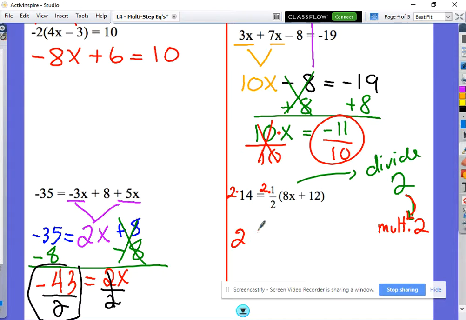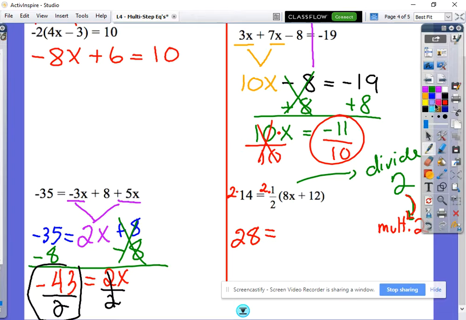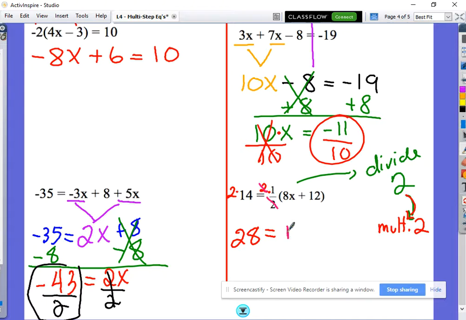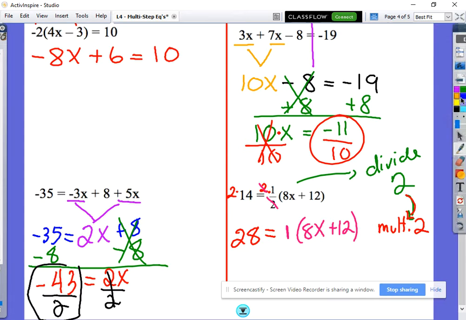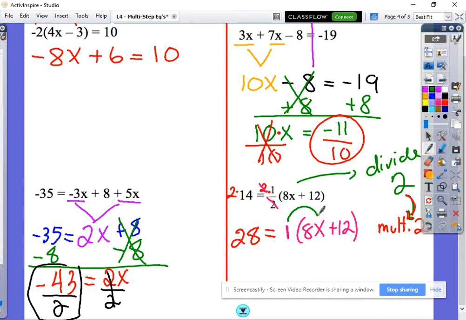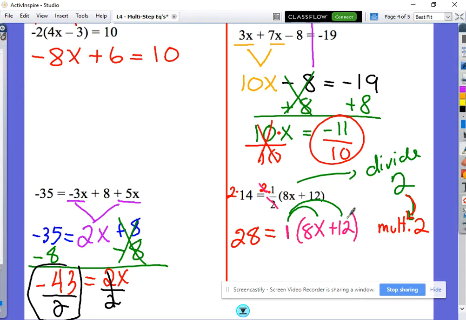So we're left with 28, that's what 14 times 2 is, equals, our 2's cancel each other out, which is exactly what we wanted. So we still have a 1 there technically. 1 times 8x plus 12. All right. Now, it's kind of silly because distributing now doesn't change anything. 1 times 8x is still 8x. So we have 8x plus 12. That still equals 28. Okay.